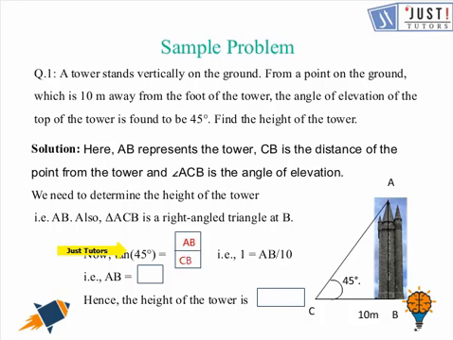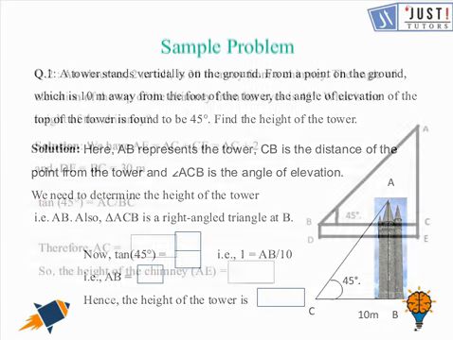Hence, we know the value of CB already, which is 10 meters, and we know that tan 45 is 1. So it becomes 1 is equal to AB divided by 10, which gives us AB is equal to 10. Hence, the height of the tower becomes 10 meters. So this is how we solve some problems.